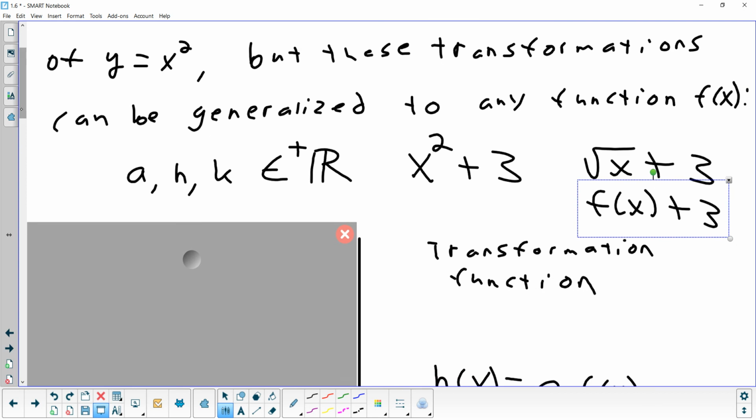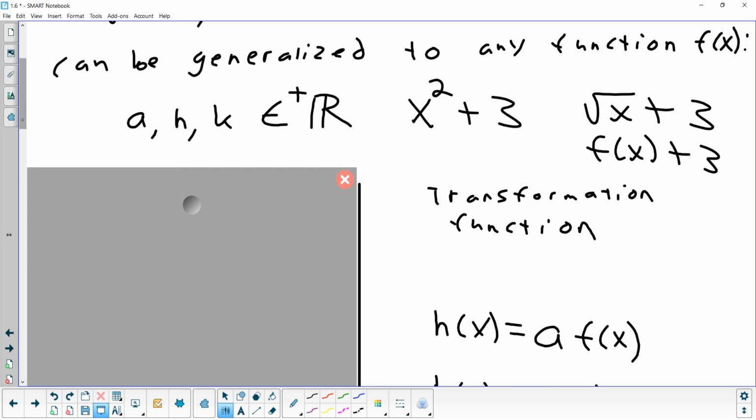And you can shift up, down, left, and right by any real number you want. It doesn't have to be 3. It could be 3.6. It could be 2.417. Right? You can use any number you want to shift up, down, left, and right. That's what this means.